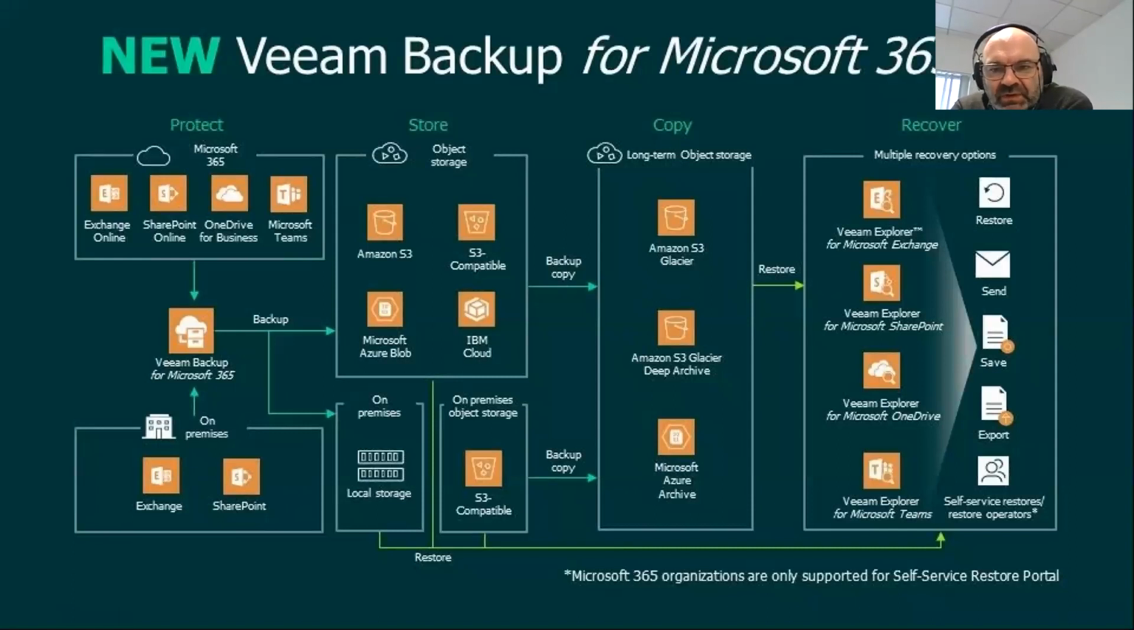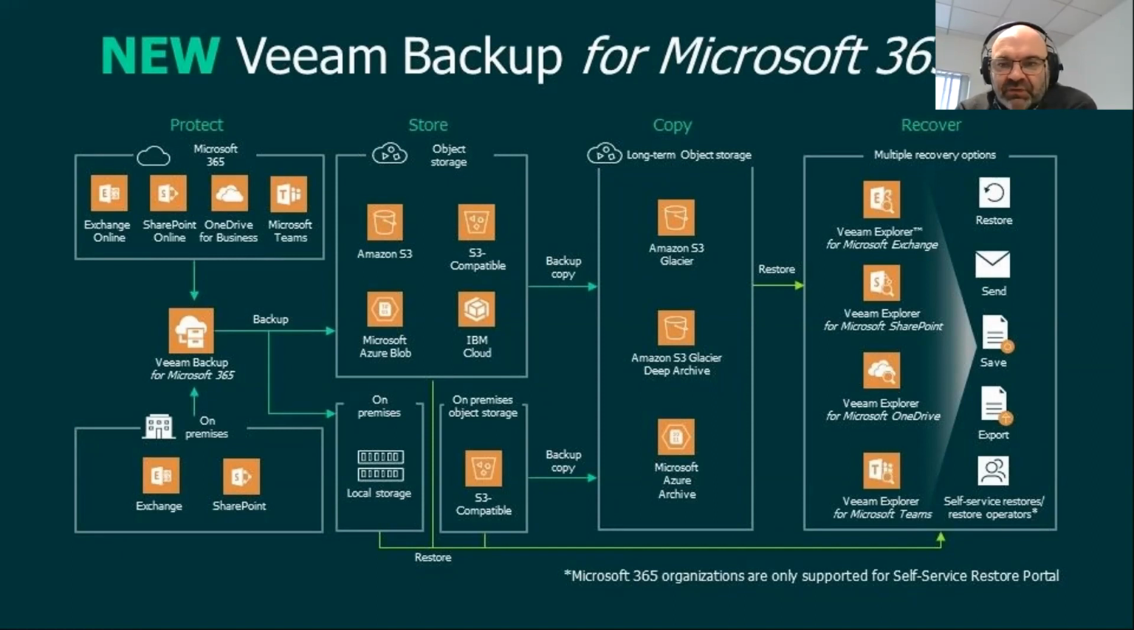And of course, what would the product be without a recovery possibility? We can recover with the Explorers, which is something familiar to people who are already using Veeam Backup and Replication. It's approximately the same Explorers we use. So we have a Veeam Explorer for Microsoft Exchange, SharePoint, OneDrive, and Teams, where we can browse folder-wise through the data which we have, and then simply select the data we want to restore.